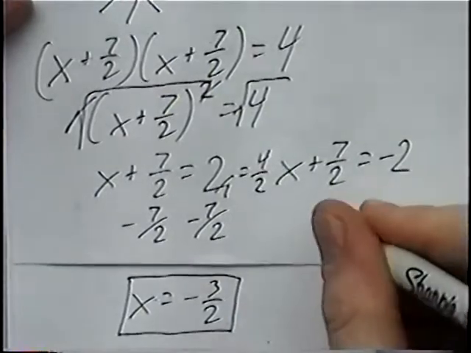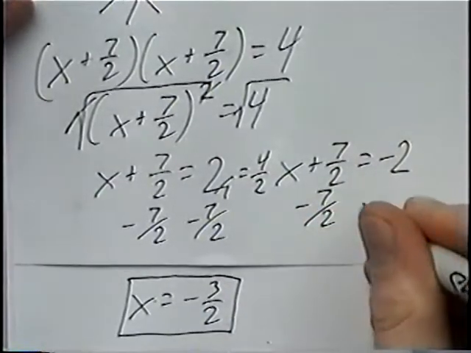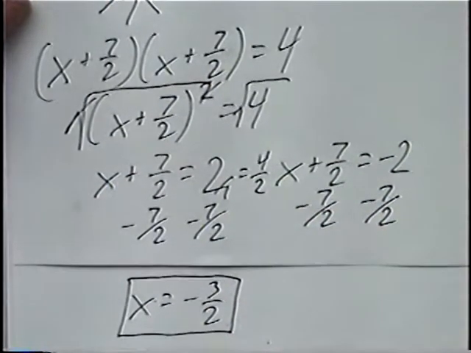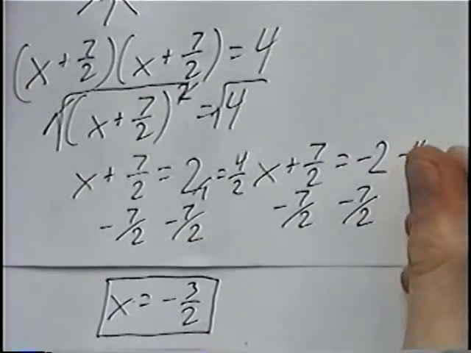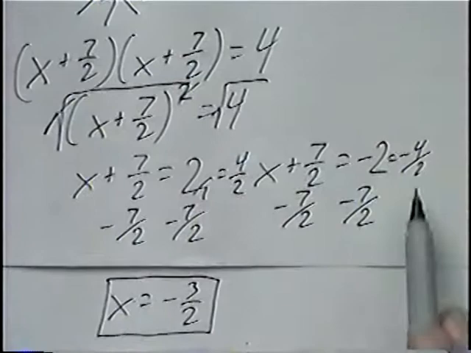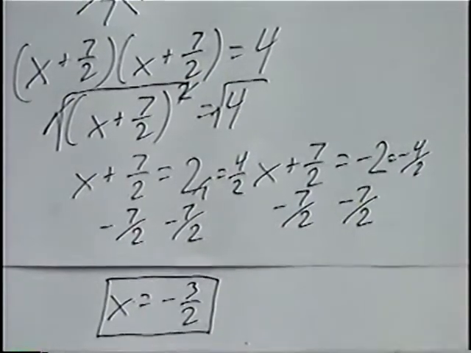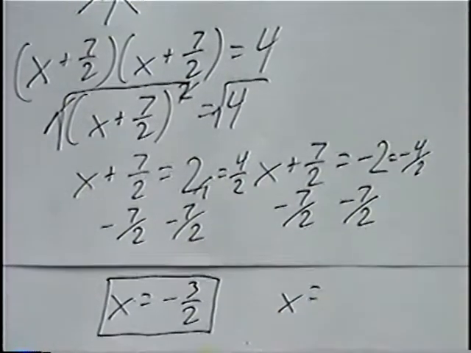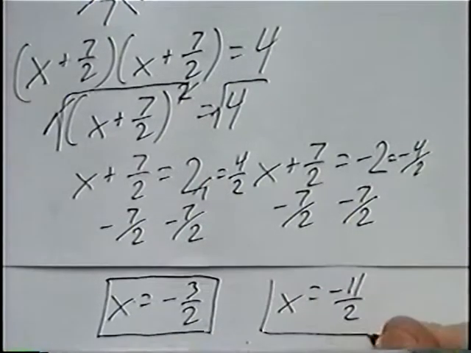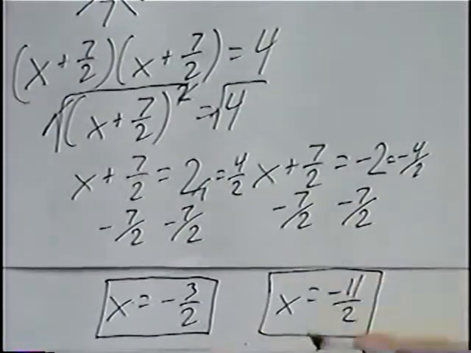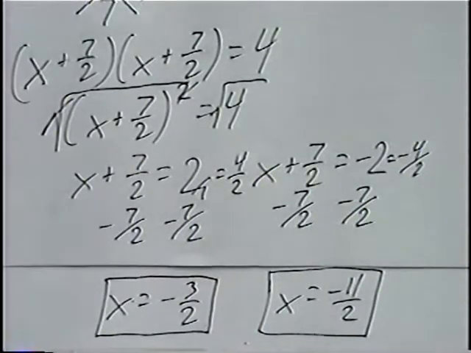The second equation, we can subtract 7/2 on both sides. This equation we have -2, so that would be -4/2. -4/2 minus 7/2, our second answer would be -11/2. And those would be the answers to the equation.